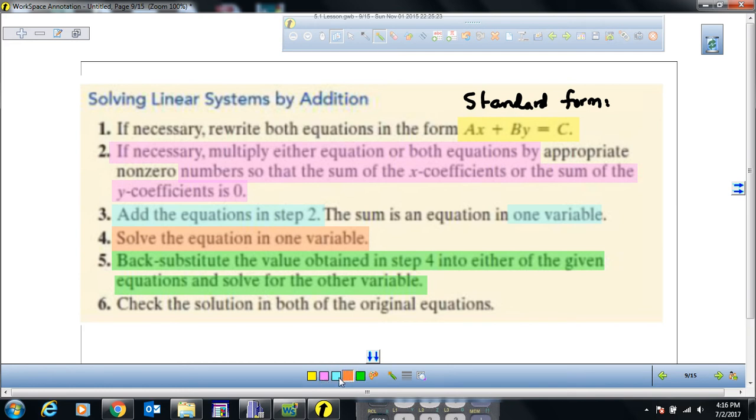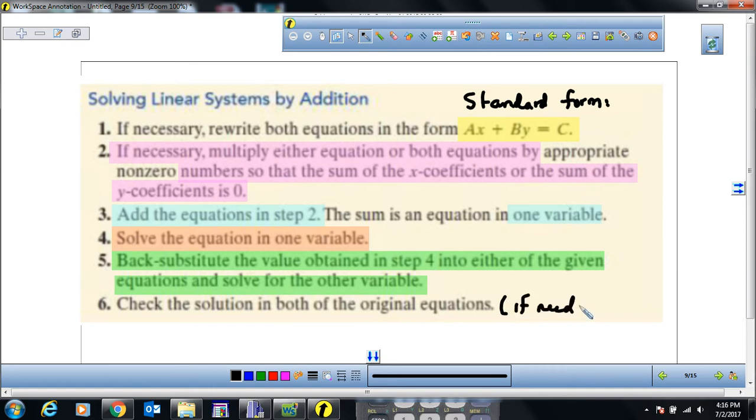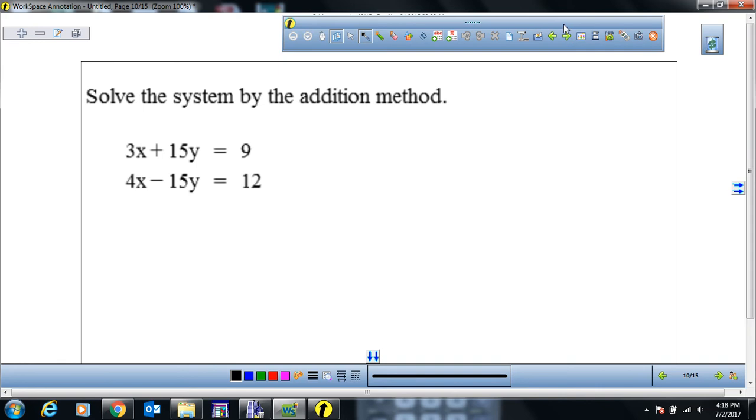And last but not least, this is something optional. Check your solution by substituting the solution into both original equations if needed. This is just going to be optional. If you don't have a need to substitute it, if you don't need to check it because you're sure of your solutions, you don't need to check the solution. Now, let's go ahead and get started with the process of addition, starting with this problem.